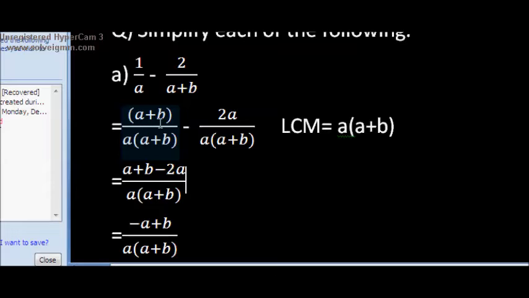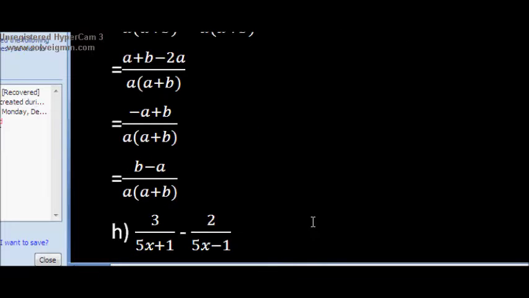combining these terms, A plus B with minus 2A, it will become A plus B minus 2A, and then combining A terms, A minus 2A equals minus A, and plus B over A into A plus B. Now further simplification is not possible, so this is your answer. You can write the last expression in this way also: B minus A over A into A plus B. And further simplification is not possible here.